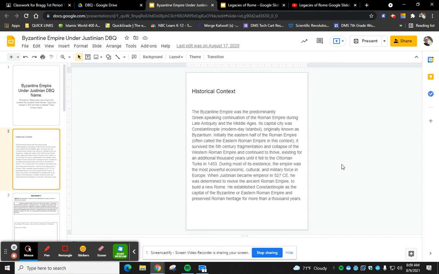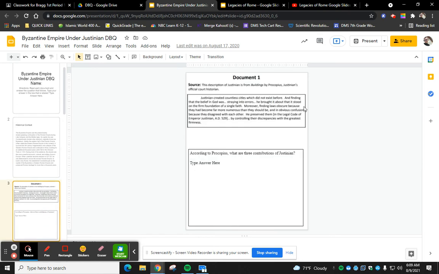We'll talk about that in our next unit, which is Islam. During most of its existence, the empire was the most powerful economic, cultural, and military force in Europe, so it was really important. When Justinian became emperor in 527, he was determined to revive the ancient Roman Empire to build a new Rome. He established Constantinople as the capital of the Byzantine, or Eastern Roman Empire, and preserved Roman heritage for more than 1,000 years. Justinian was a pretty important guy, and we're going to learn a little bit more about him.